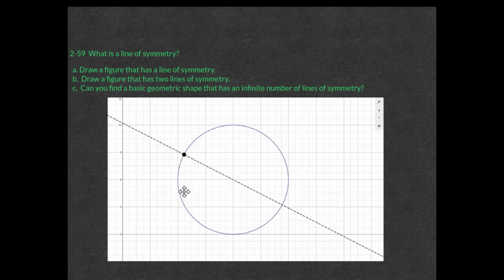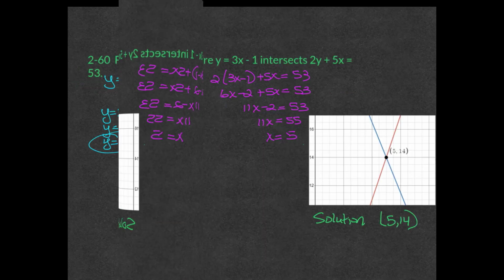It's an infinite number of, is it going to let me go around this way? Yes. It's an infinite number of points or lines of symmetry that cross through the middle. It's not letting me go all the way around very easily. My mouse is apparently not liking it very much, but that's okay. You get the picture. And so that will answer 2-59, and we're moving on.